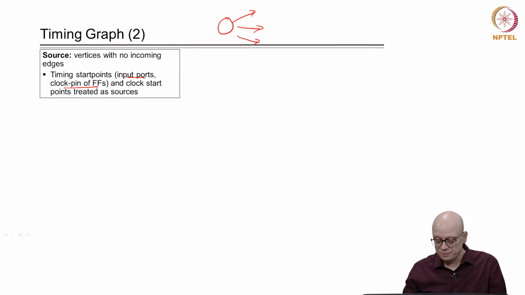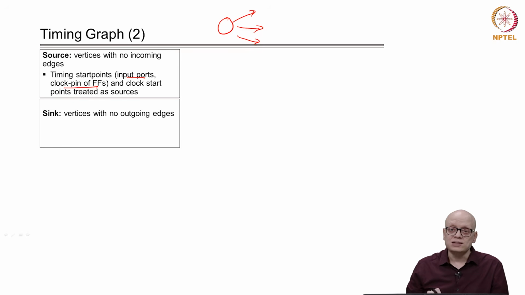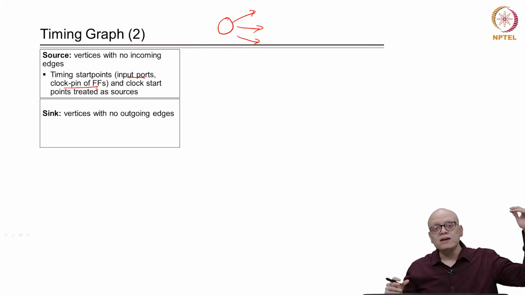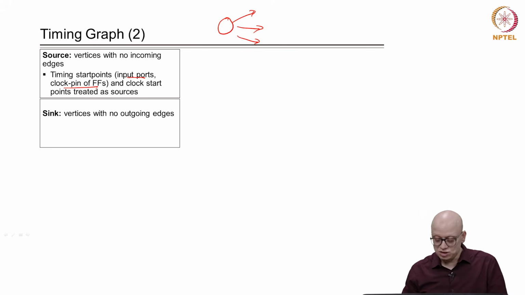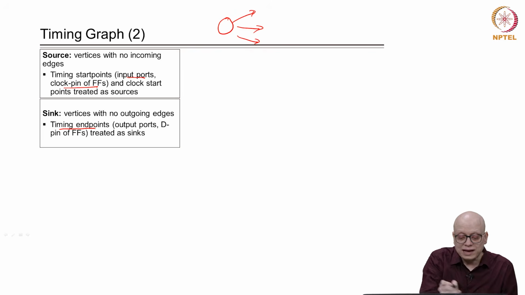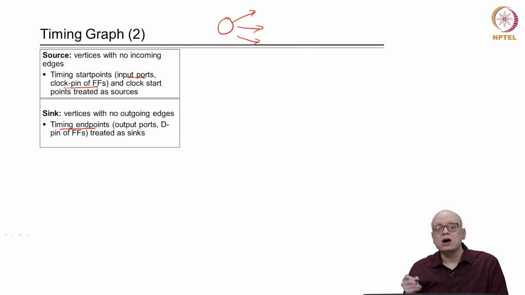Similarly, there are some vertices in our timing graph which act only as sinks, meaning that those vertices will not have any outgoing edge, but may have multiple incoming edges. This happens typically for the timing endpoints. So, at the timing endpoints such as output ports or the D pins of the flip flops, edges will only come in, and will not go out from them, and therefore, those are the sink vertices in our timing graph.